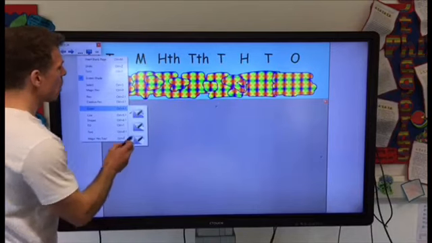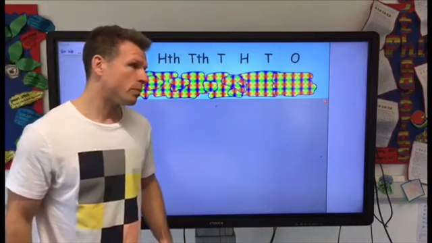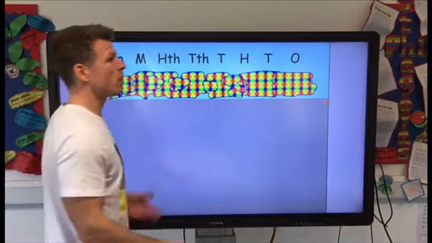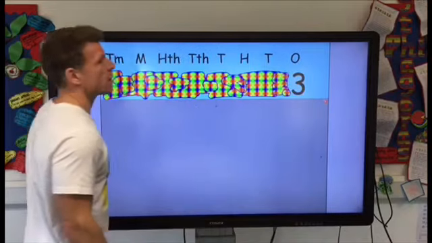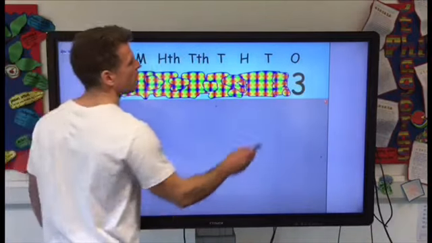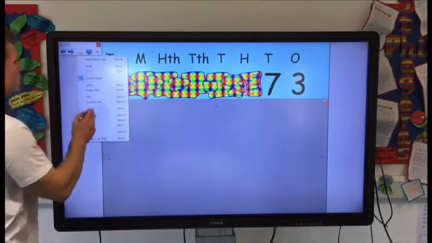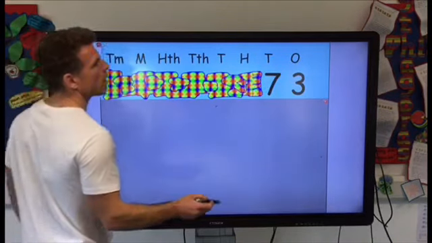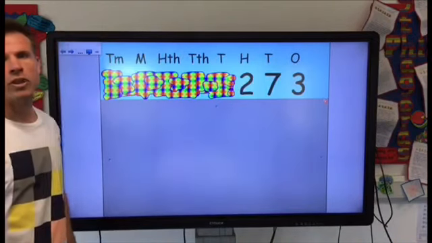So I'm going to rub away each unit at a time, or each digit at a time, and you can call out what the number is. So we're going to start off really, really nice and easy, okay? So hopefully you should have worked out that's a number 3. 73. I'm just going to change my pen over here slightly. 273.